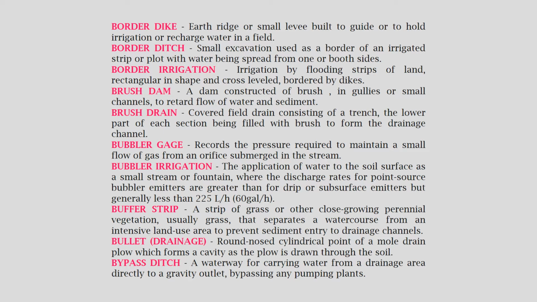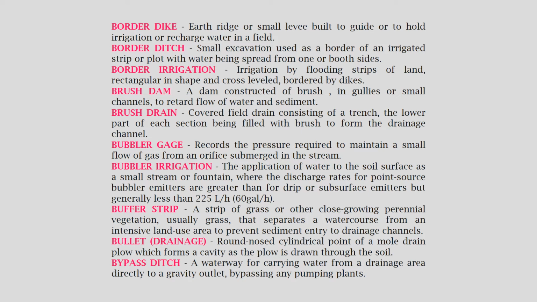Bubbler irrigation, the application of water to the soil surface as a small stream or fountain, where the discharge rates for point source bubbler emitters are greater than for drip or subsurface emitters but generally less than 225 liters per hour, 60 gallons per hour. Buffer strip, a strip of grass or other close-growing perennial vegetation, usually grass, that separates a watercourse from an intensive land use area to prevent sediment entry to drainage channels.